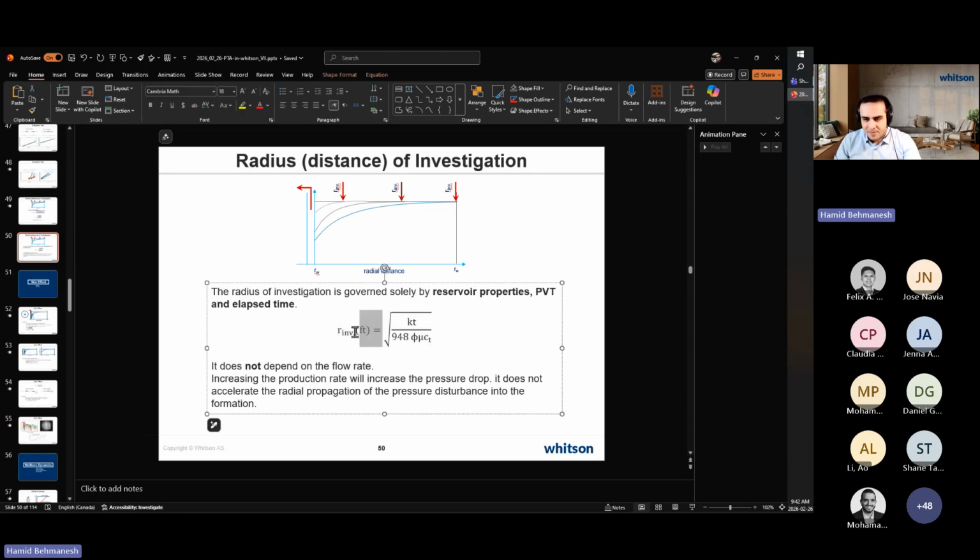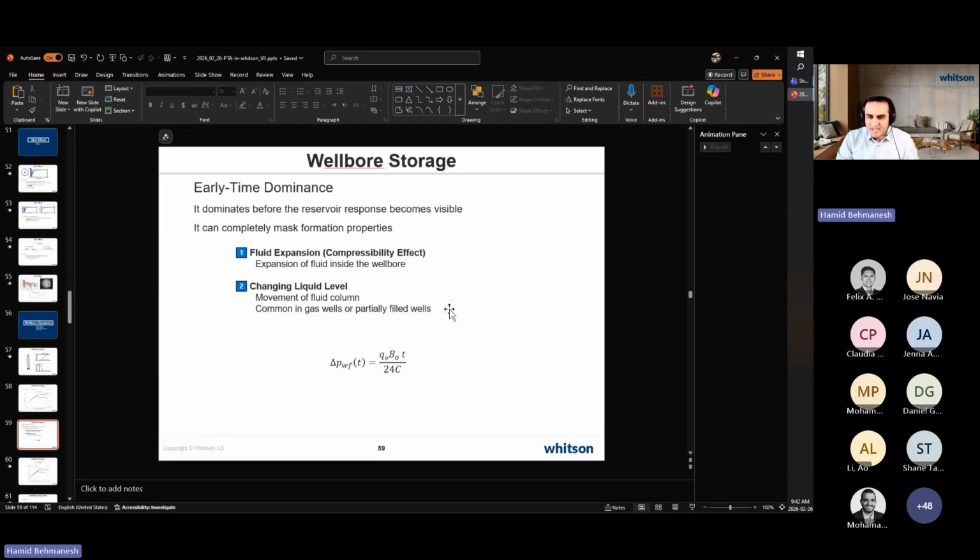You have the distance from the producing well, you have the PVT properties, permeability, and porosity. This gives how long it would take, in terms of time, for the pressure to propagate inside the reservoir. This radius of investigation is traditionally developed for the drawdown test. For the buildup test, we also deal with the radius of investigation, but the radius of investigation for the buildup is a little bit different.